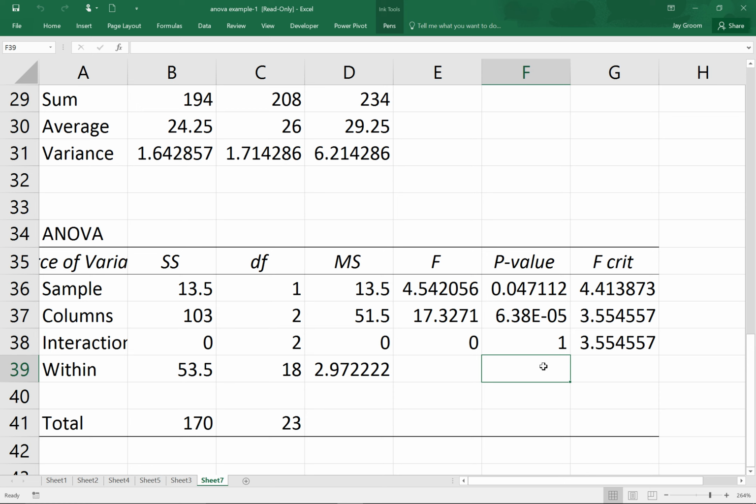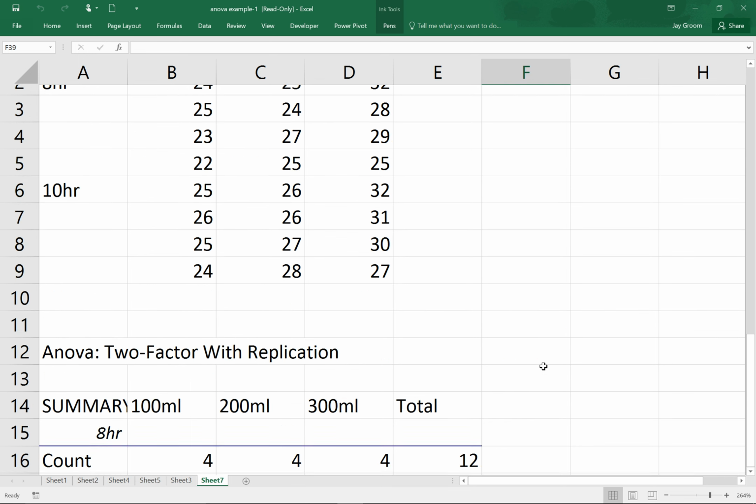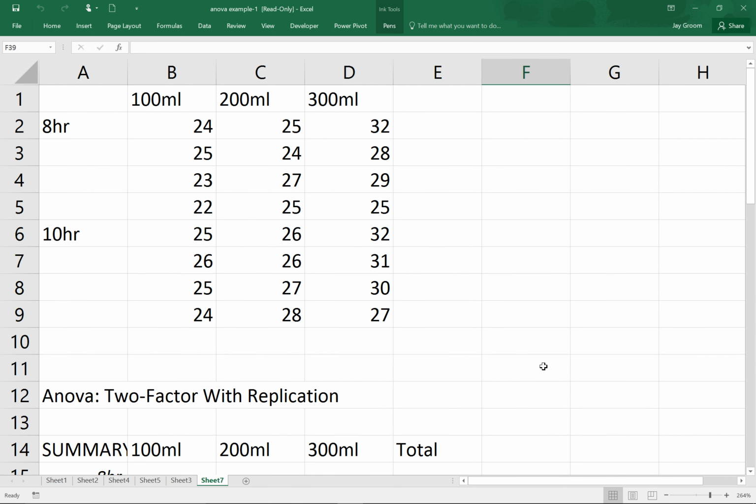0.047. In fact, I'm going to do that in a second. But in this case, yes, I'm going to reject H naught. There's a difference due to rows. There's a difference due to columns, but there's zero interaction here. Again, no interaction because moving from right to left, top and bottom, everything's going upwards. All right, let's see. What could I do to make that go away?